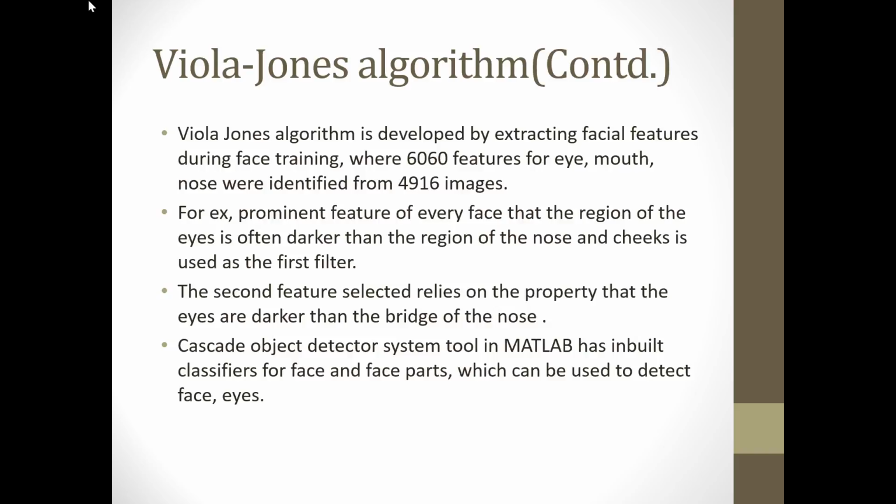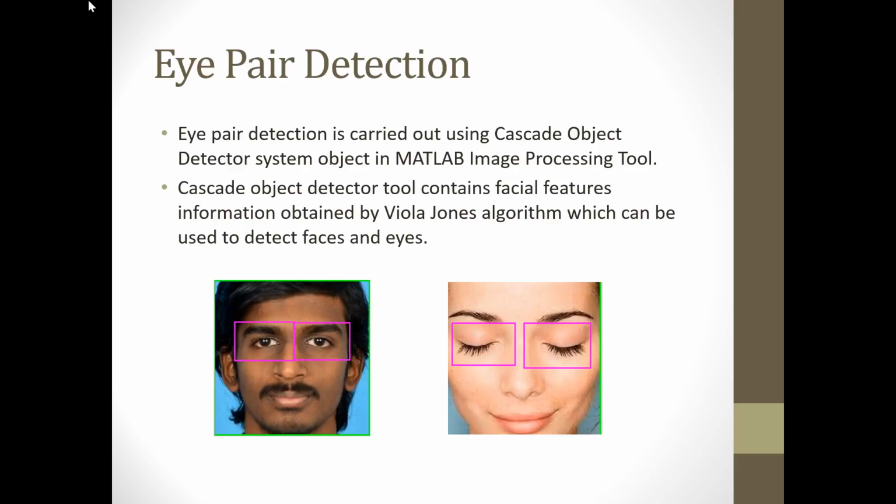Viola-Jones algorithm is developed by extracting facial features during face training, where 6,060 features for eye, mouth and nose were identified from 4,916 images. Cascade Object Detector provided by MATLAB has inbuilt features to detect face and face parts with the classifiers from the Viola-Jones. The images here show the output of the frame with the eyes detected and highlighted from the Cascade Object Detector.